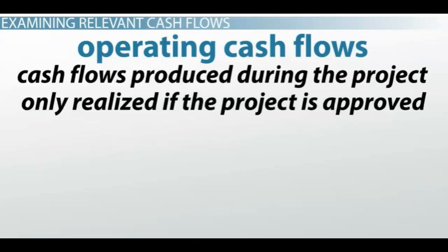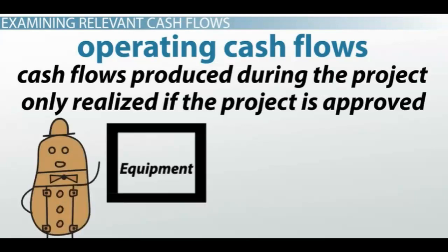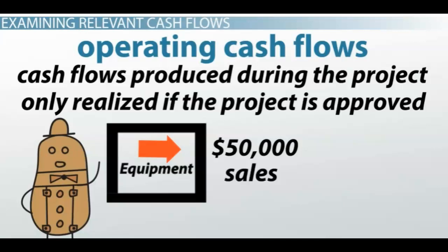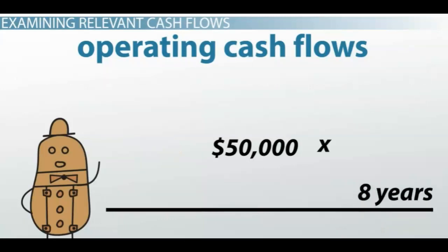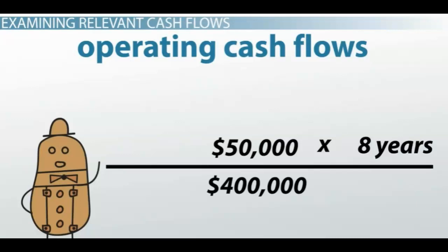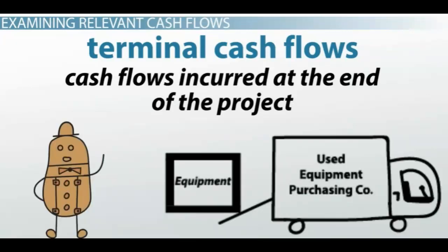Operating cash flows are the cash flows produced during the project. They will only be realized if the project or investment is approved. If Mr. Tater assumes that his new equipment will generate $50,000 in additional sales over the life of the machine, which is 8 years, then his operating cash flow for the investment will be $50,000 times 8 years, or $400,000. Terminal cash flows are the cash flows incurred at the end of the project. For example, at the end of the new equipment's useful life, Mr. Tater could sell the equipment for $10,000. Since this is money coming into the Crunchy Spud potato chip company, it represents a cash inflow.